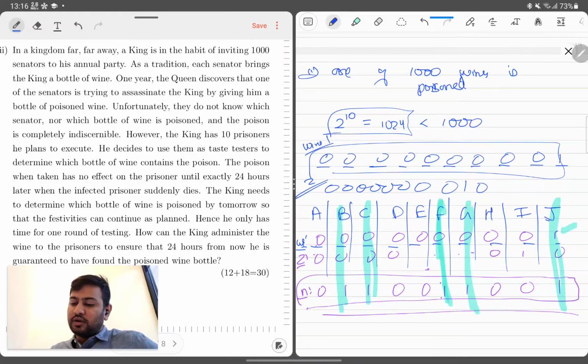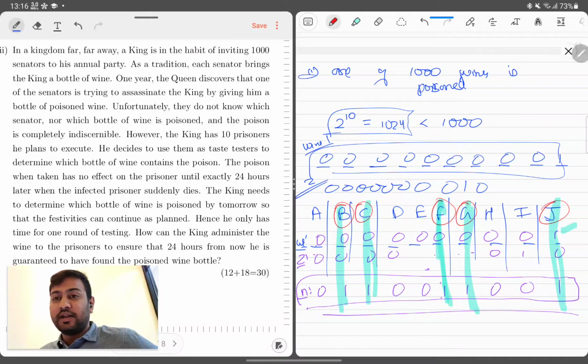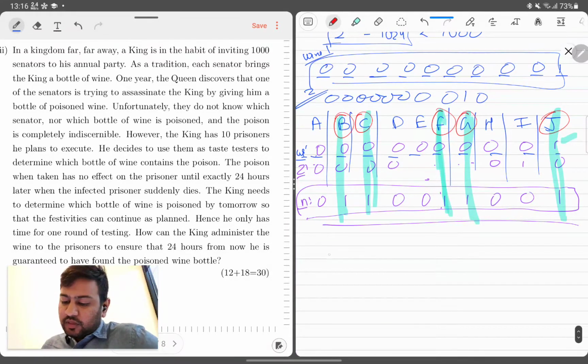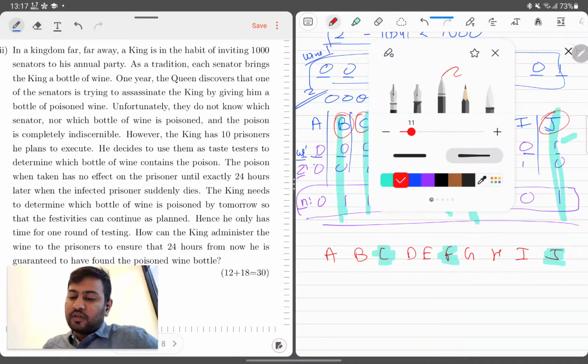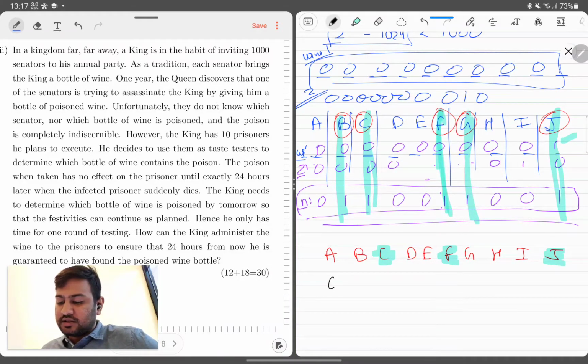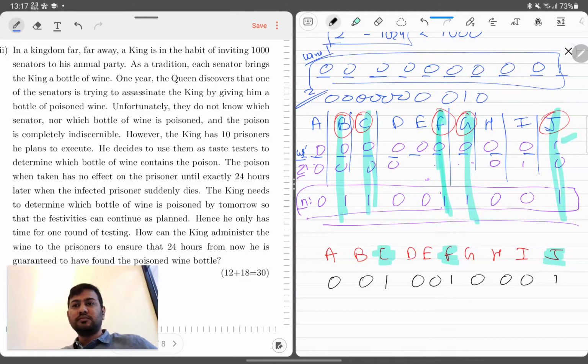Now if the next day you find out that these 5 particular prisoners have died, you know that this was the wine which has killed them. So suppose on the second day you find out that among A, B, C, D, E, F, G, H, I, and J, the prisoners who have died are, let's say, C, F, and J. So the binary code of the wine which is poisonous corresponds to 0010010001. So the binary code of this wine looks like this.